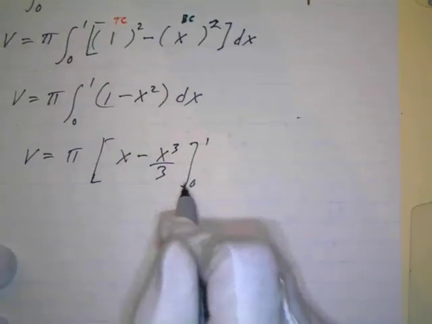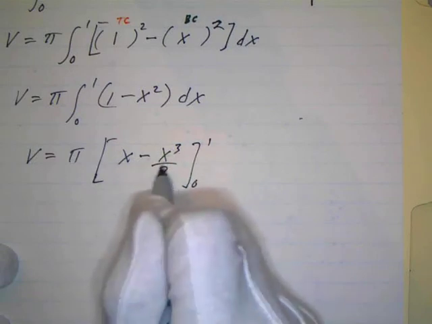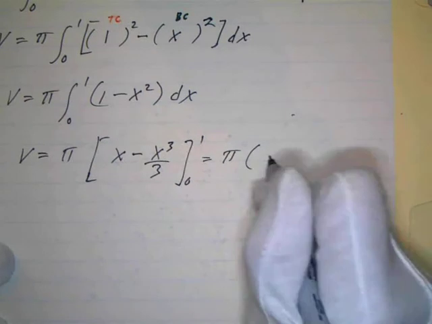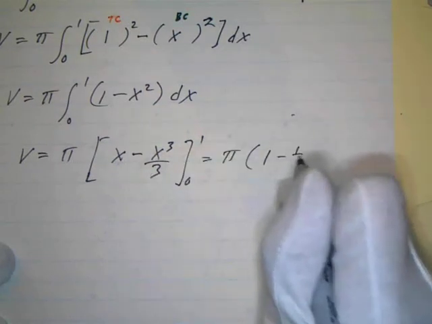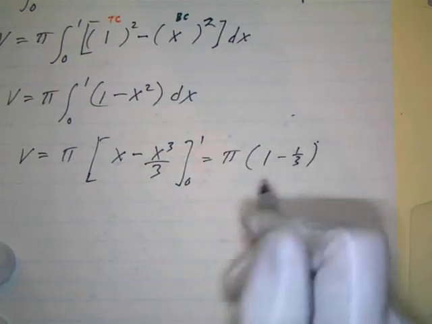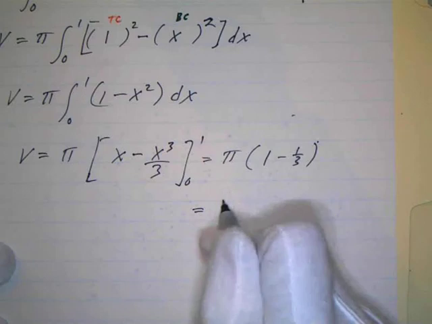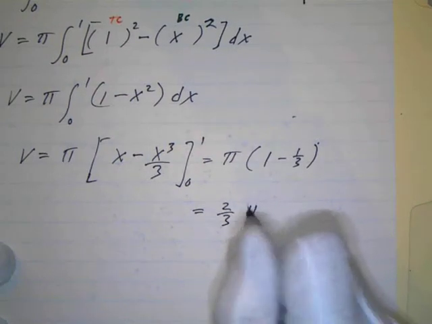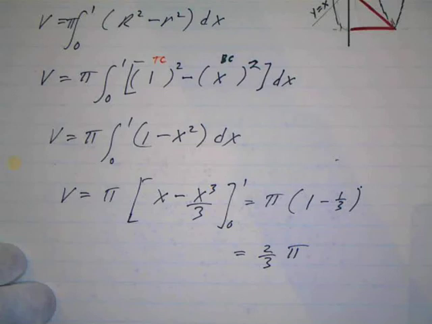We kind of luck out because our 0 is just going to drop out, because 0 minus 0 cubed over 3 is just 0. That's going to be pi times, if I put 1 in here, I get 1 minus 1/3, and 1 minus 1/3 is 2/3, so just 2/3 pi. That's all there is to it.